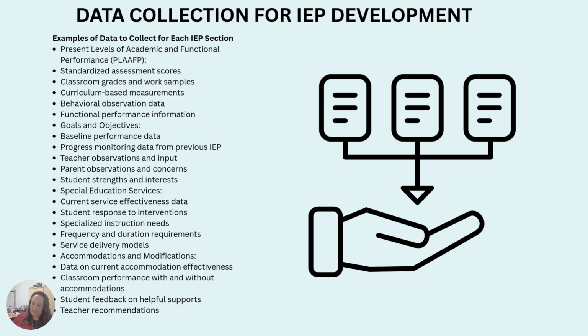Data is the foundation of effective IEP development. For the present level section, collect standardized assessment scores, classroom grades, work samples, curriculum based measurements, behavioral observation data, and information about the student's functional performance in the school and community settings. For goals and objectives, gather baseline performance data and progress monitoring data from the previous IEP year, teacher observations, parent input, and information about student strengths and interests.